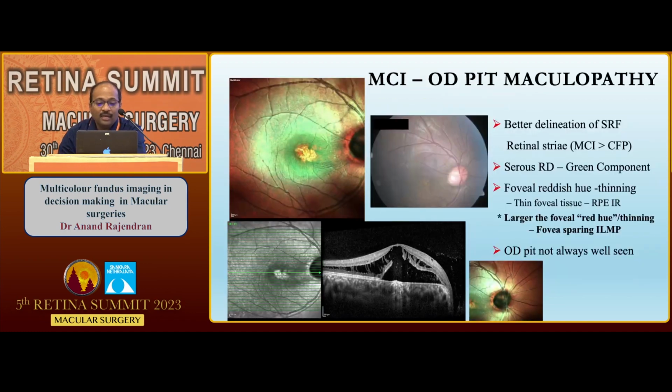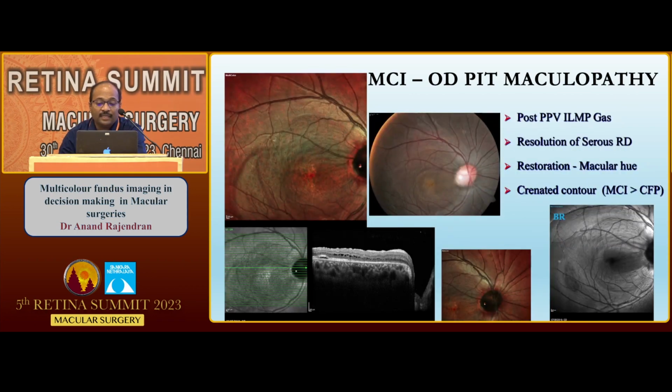on the OCT. In optic disc maculopathy, there is better delineation of the SRF with the serous RD seen in the greenish component, as you can see here. Retinal stripe picked out beautifully by MCI. Importantly, the foveal thinning shows up as a reddish hue, and looking at this extent, it kind of suggests that perhaps this is the case where you need to do a fovea-sparing ILM peel, so therefore it helps your decision-making process.